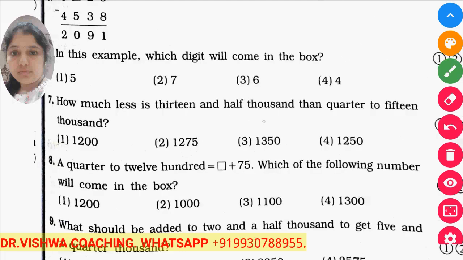How much less is 13,500 than quarter to 15,000? Now see, quarter to 15,000 means 250 minus from 15,000. So it is 14,750. And how much less is 13,500? So 13,500 is how much less than this 14,750? So what you all have to do? You have to subtract this 13,500 from this 14,750 to get your answer.